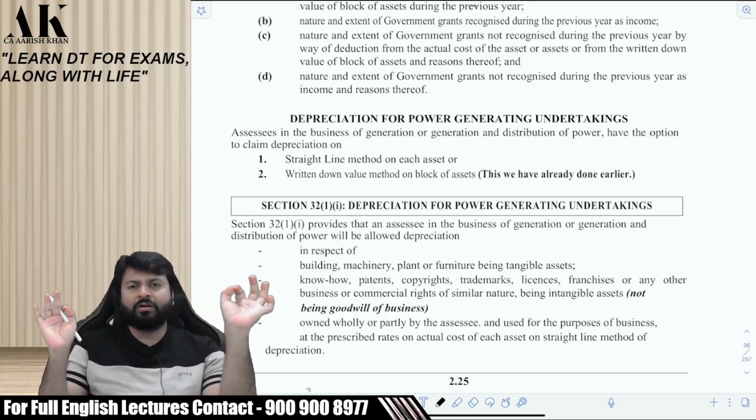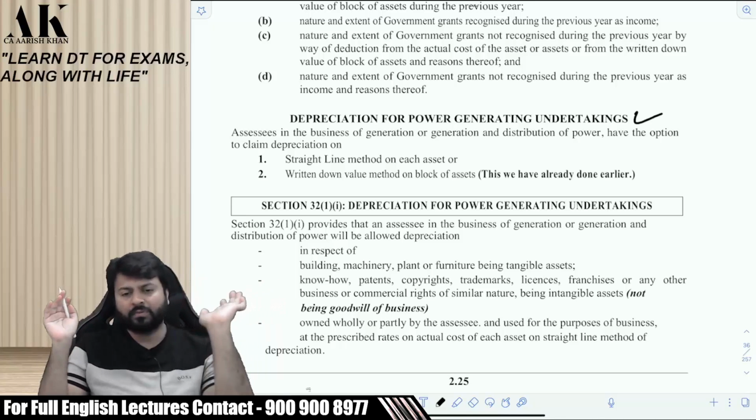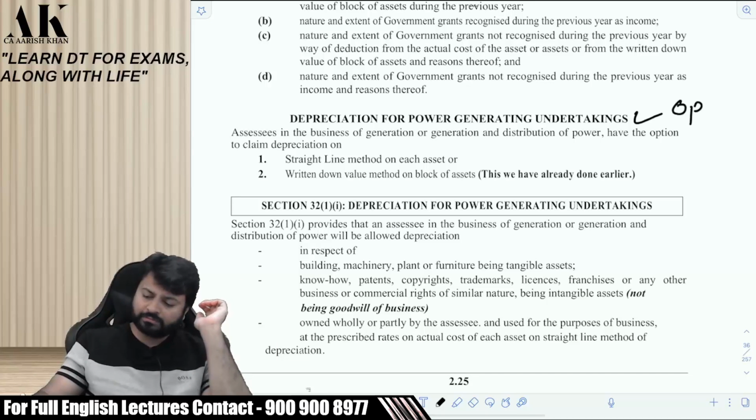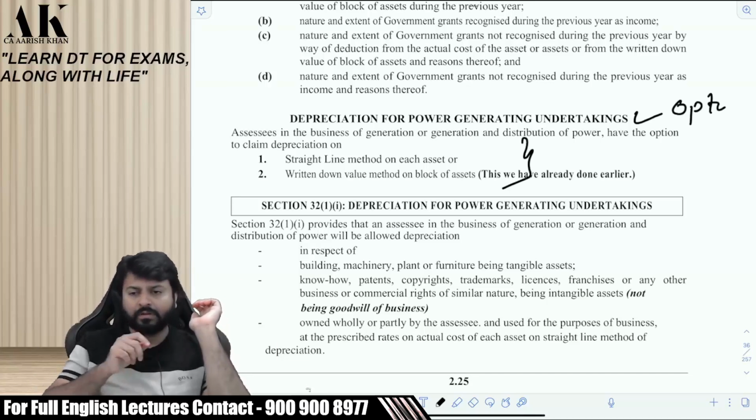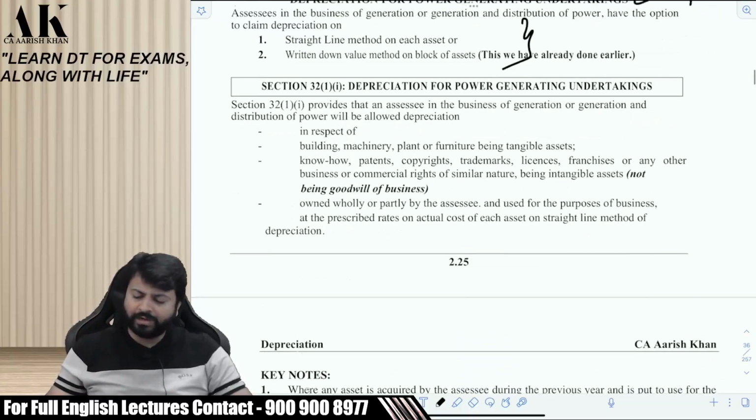The discussion of SLM depreciation is given to power generating assessees. To whom? Power generating. And that too they have an option. See, the government has given them two options. Either go for WDV or go for SLM, whichever you want to go. Check. This option is not there for other assessees. Clear? This is the first thing which I had to say. Now let's read the paragraph.